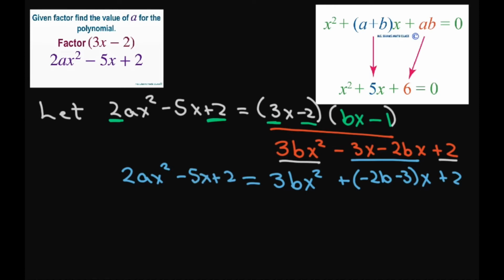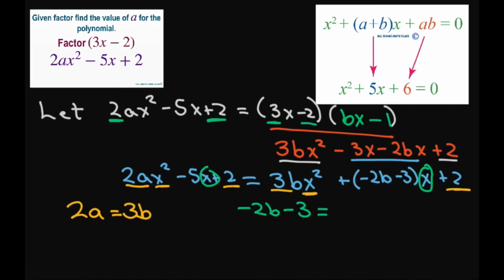All right, so now that we have that, we're going to equate coefficients. Our constants already match. So what we're going to do is equate our x squared terms. That means 2a equals 3b. Now let's also do our x part here. That means we have negative 2b minus 3 equals negative 5.